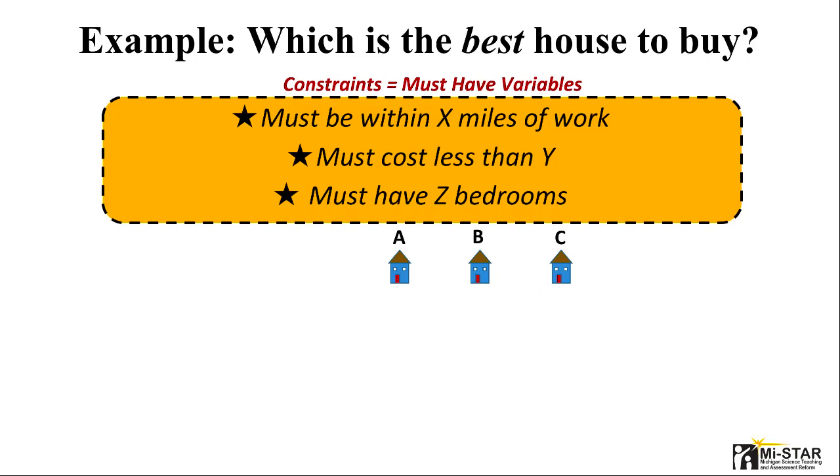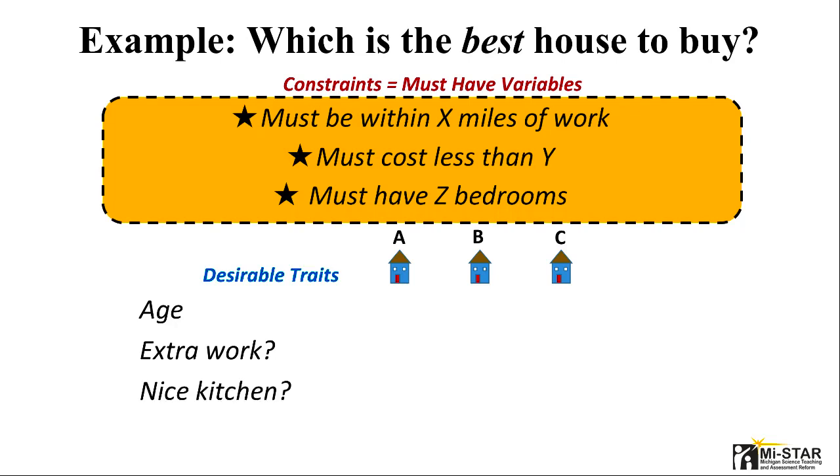Now we can determine and list the desirable traits that we would like our new house to have. We may want our house to be a new house. Therefore, we can list age as a trait. Or, does the house need any extra work? Does it have a nice kitchen? So on and so forth. These desirable traits are criteria. Criteria can be scored on a rating scale and used to systematically compare the 3 options.